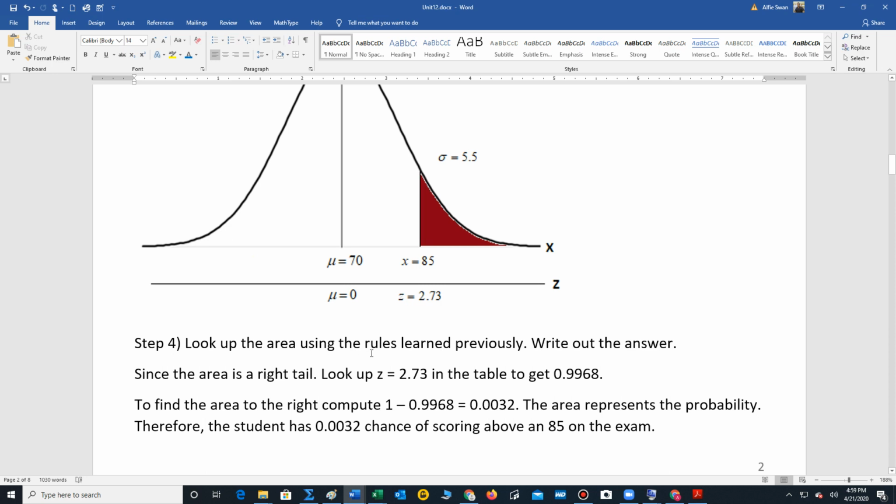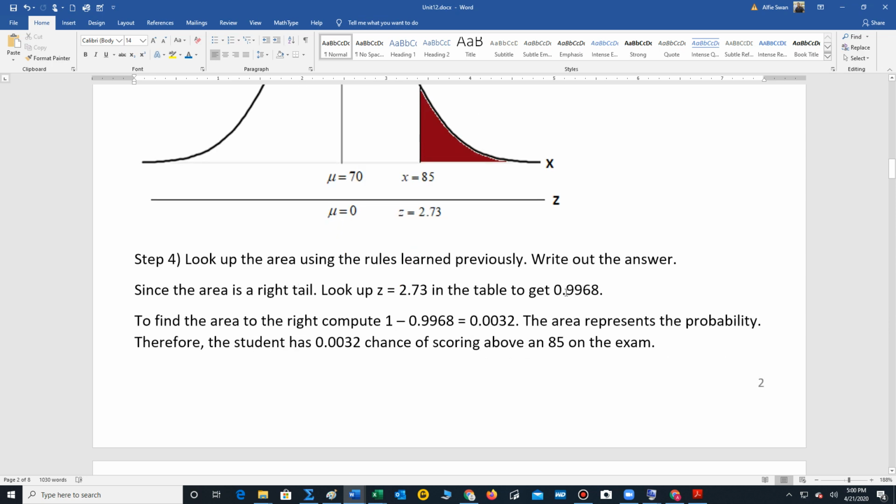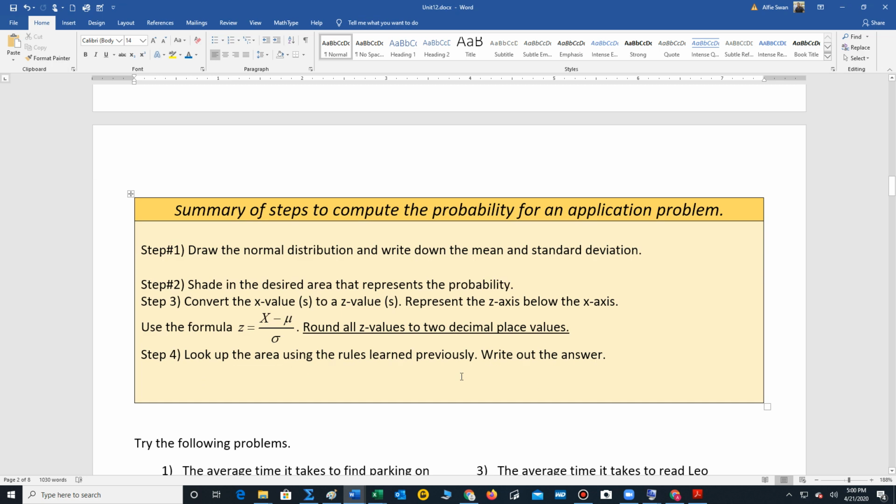Now we're just going to turn to our table. We're going to look up 2.73. But remember, when you look up 2.73, that's going to give us the area to the left. We want the area to the right. So if you recall the rules we learned, you're going to look up 2.73, get 0.9968. We want 1 minus 0.9968, and that's going to give us 0.0032, and that's going to represent the area to the right of 85.